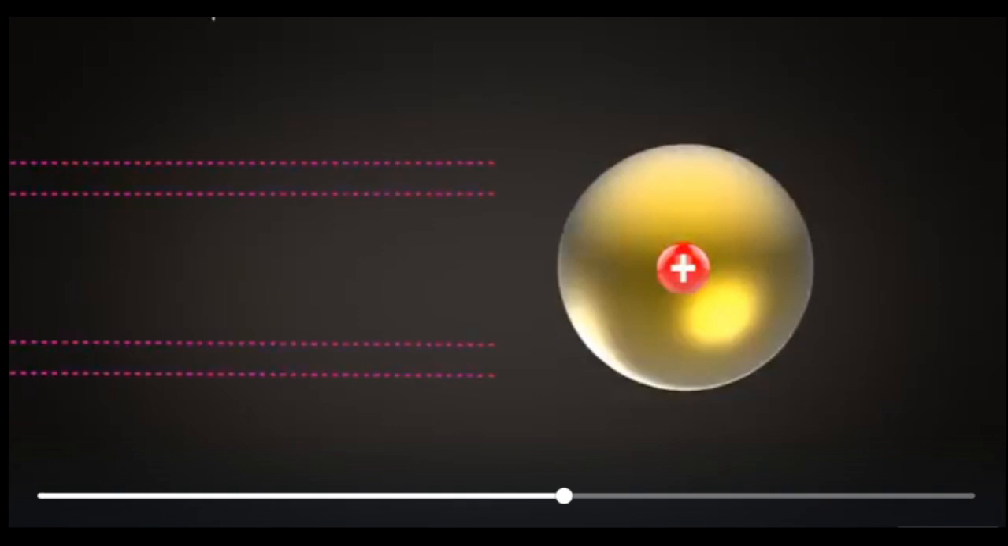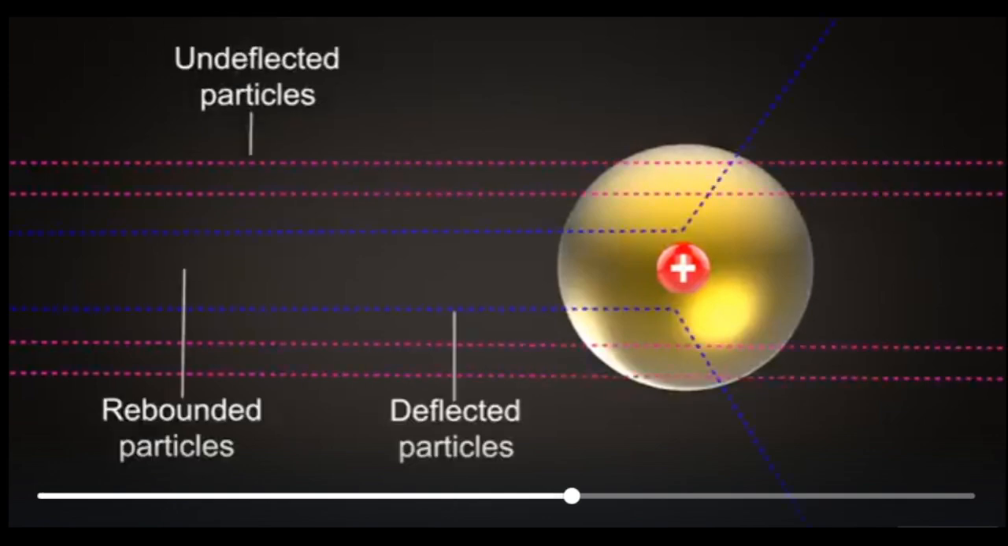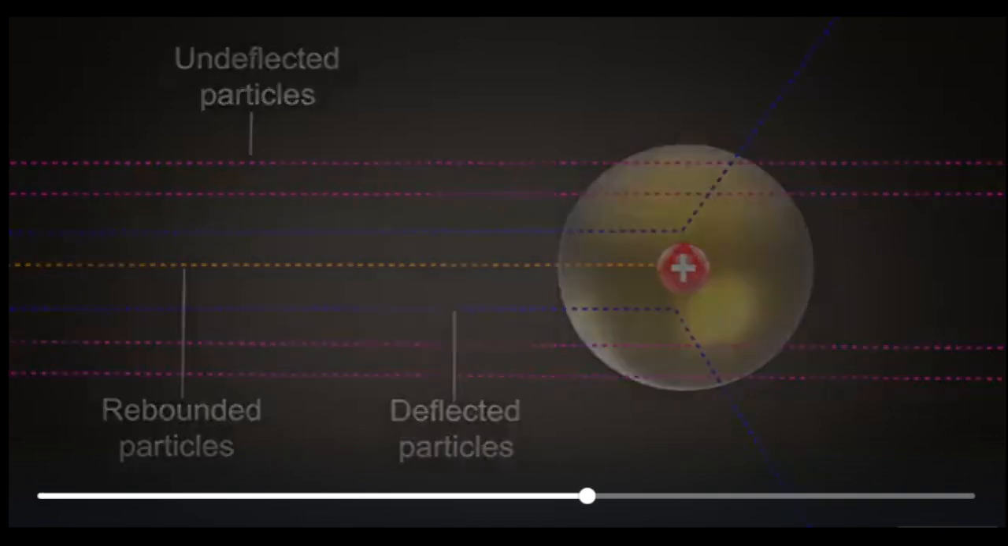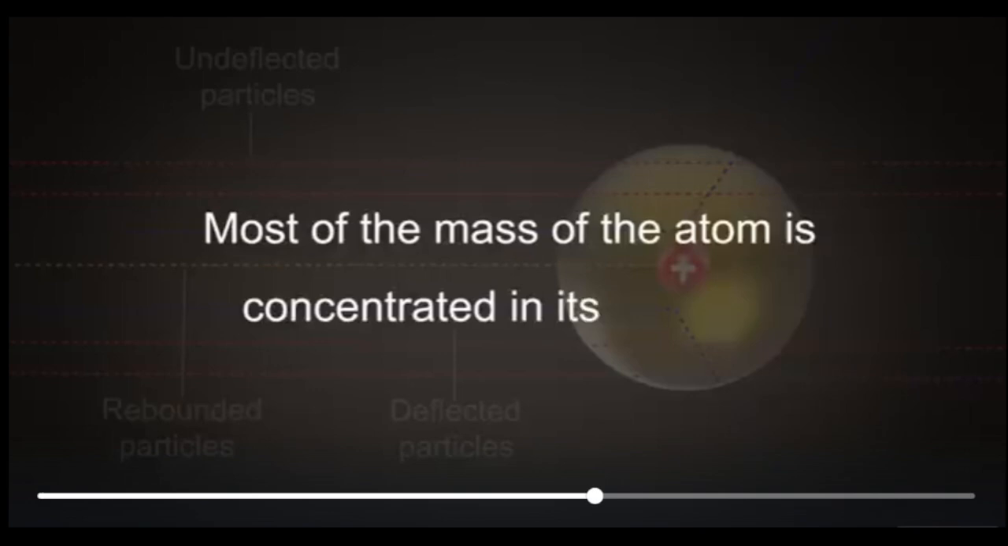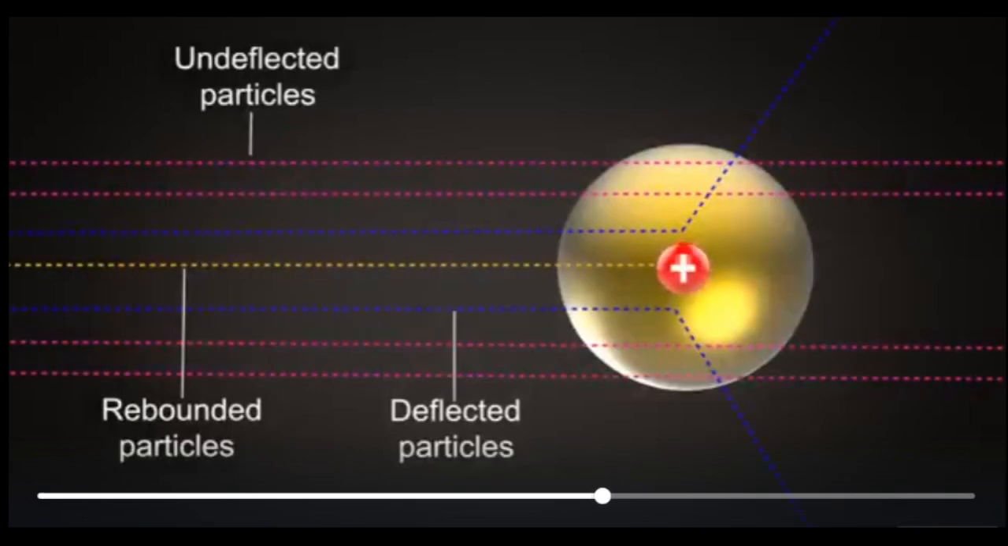Looking at the proportion of the particles undeflected, deflected, and rebounded, and based upon some calculations, Rutherford concluded that most of the mass of an atom is concentrated in its nucleus. Based on all these conclusions, Rutherford suggested an atomic model, which was known as the nuclear model of the atom.